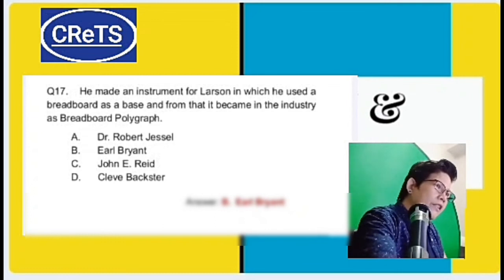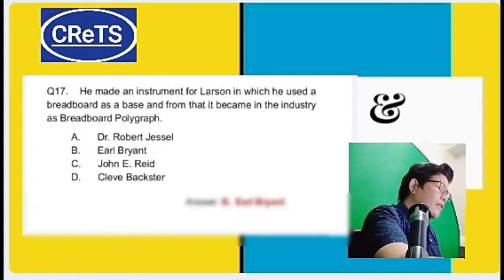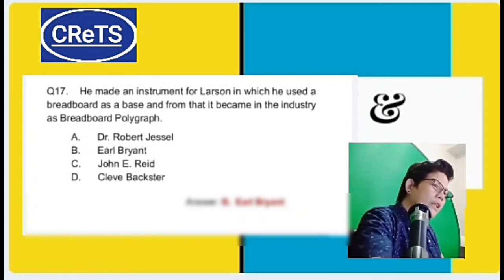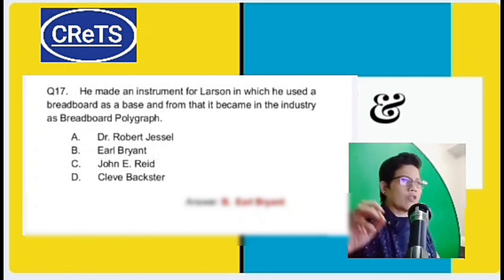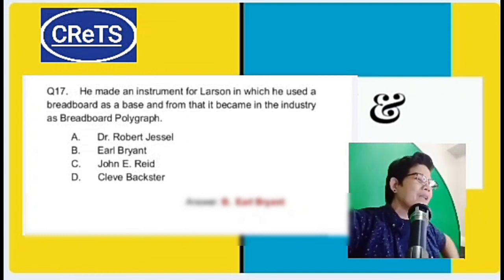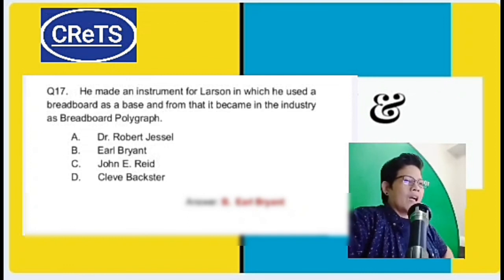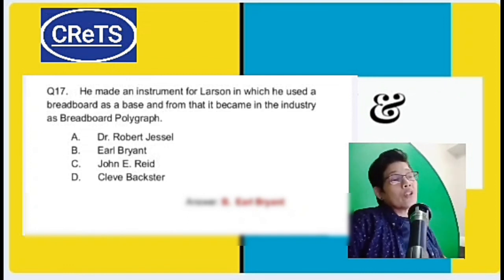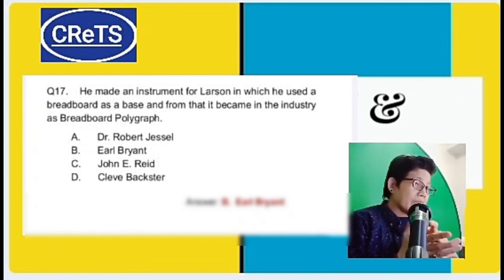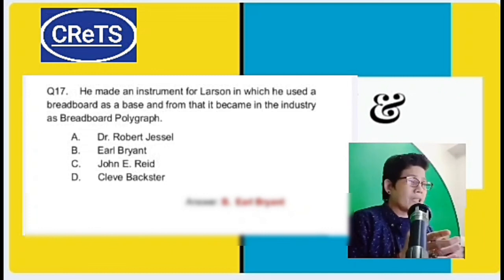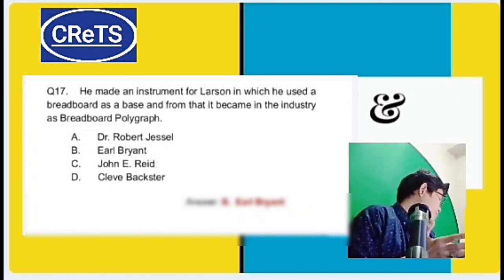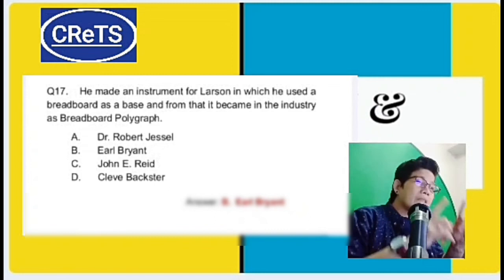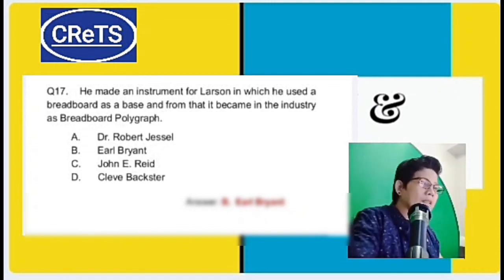Ganito yan, class, no? Sino? He made an instrument for Larson. Sino yung gumawa ng instrumentong ito para kay Larson? Kumbaga, nag-collab sila. Kumbaga, sa blog, no? Nag-collab. Alright. Tignan nyo kung anong expertise ni Jesse. Tignan nyo kung anong expertise ni Reed. Tignan nyo kung anong expertise ni Baxter. But the expertise, no, goes to what?